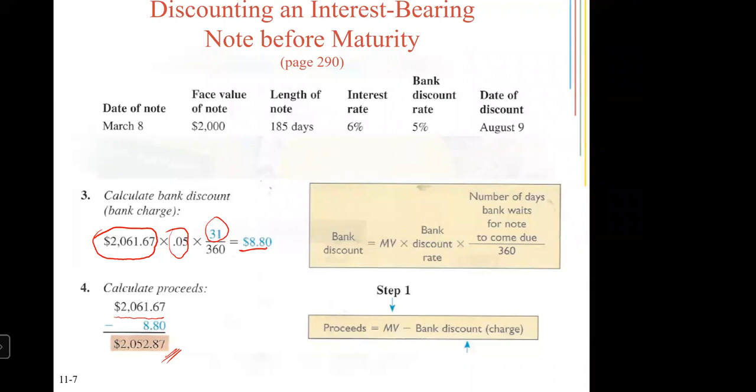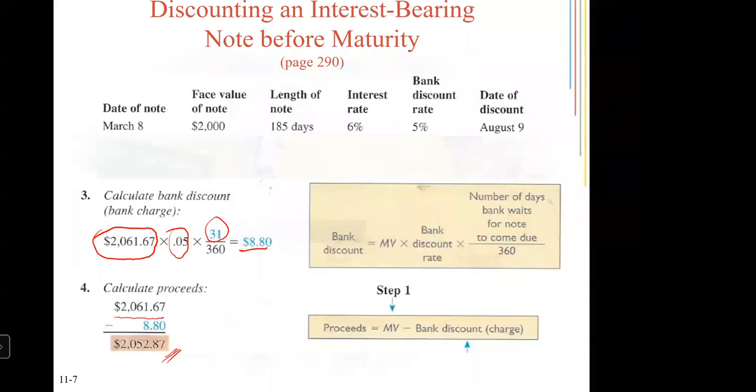Any questions on that? You think you are clear? I have a question, Mr. Allen, please. Yes. Go ahead. Okay. I see how you calculated the 2,052.87. I see how you got that. What you're saying is that's what the company will get?